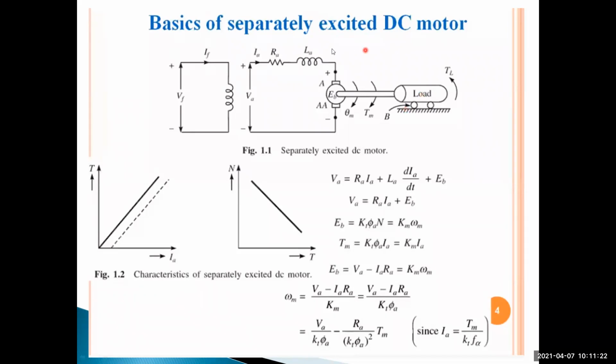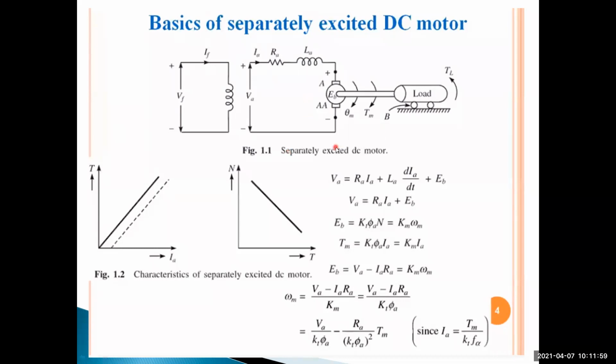So this is the separately excited DC motor. The excitation, nothing but the field winding, is given separately. We have to give the field winding externally. That is called a separately excited motor. That means the field winding is excited by a separate source. But in a DC series motor, the field winding is connected in series with the armature. That's why that is called self-excited.